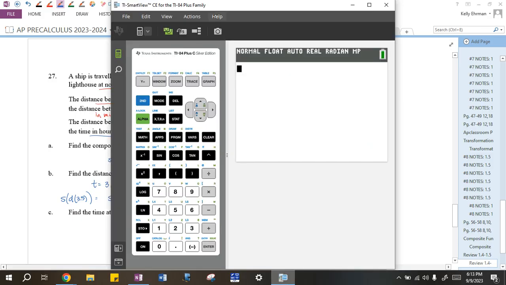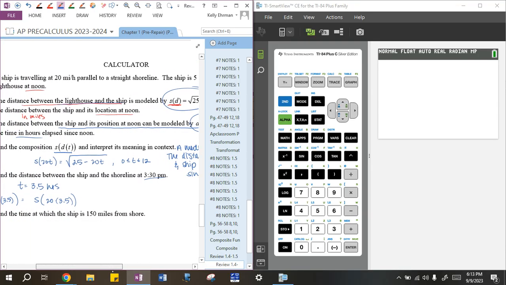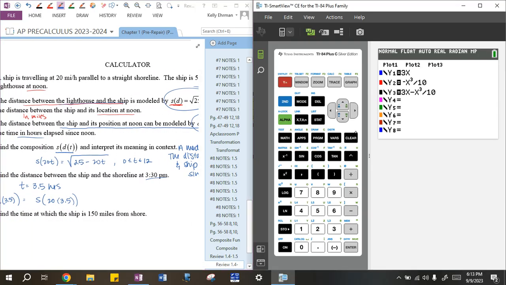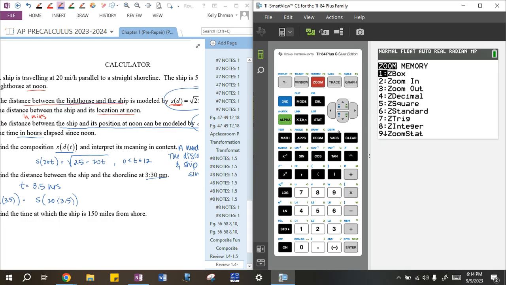Here's where we hop over to our calculator and we type in our model for part A. So Y equals, let's get all of this off of here. Y equals, we put in the square root of 25 minus 20t, just put in x. Remember, the domain is important because it helps you set your window, 0 to 12. Zoom fit is option 0. I'm just going to press 0, but I'll show you where it is, just in case.